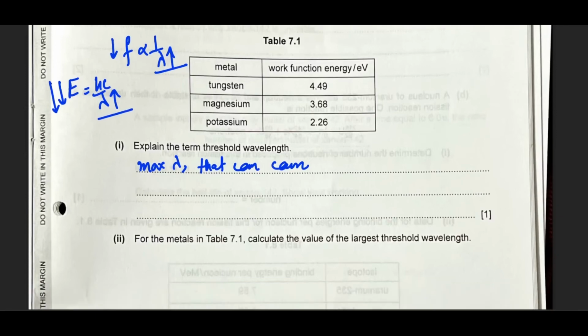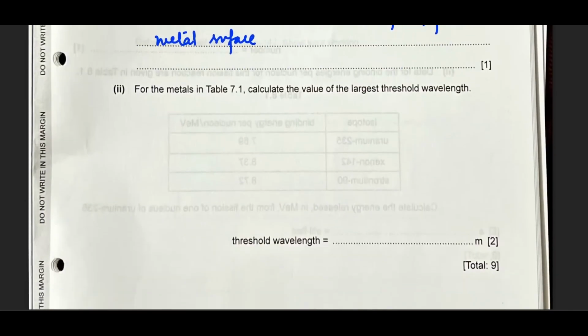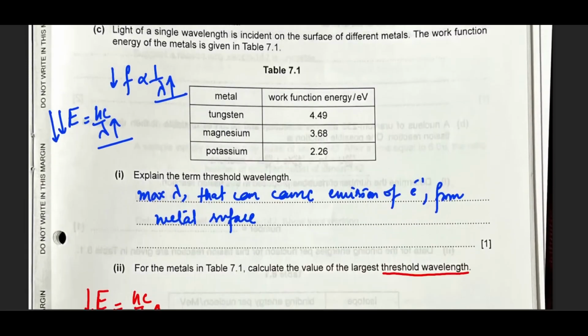So the maximum wavelength that can cause emission of electrons from a metal surface. That is the photoelectric effect. Okay. From the table of metals, calculate the largest threshold wavelength. So that will be E equals hc by lambda. If I need the largest threshold wavelength, then I need the smallest energy. So from the table, I pick out the smallest energy, that of potassium, 2.26.